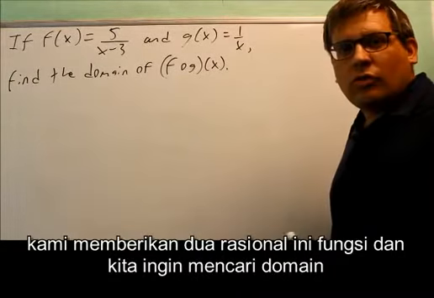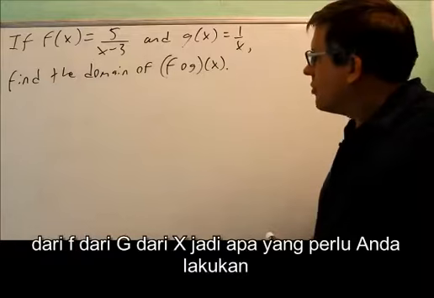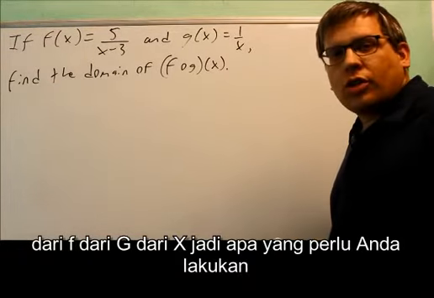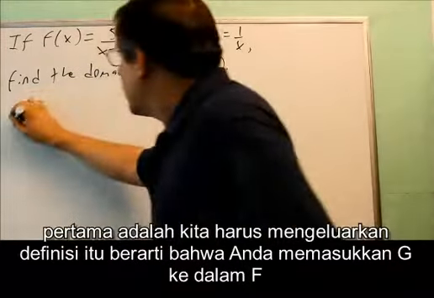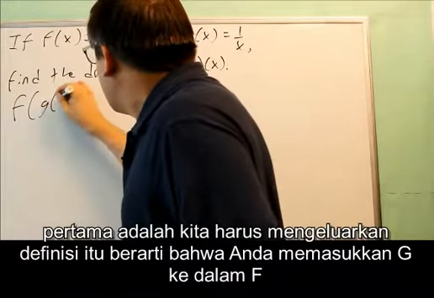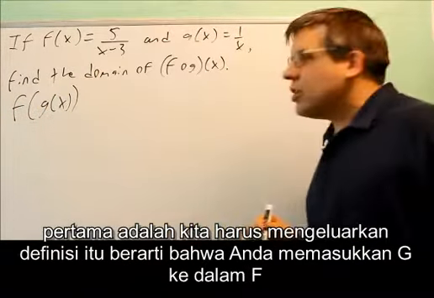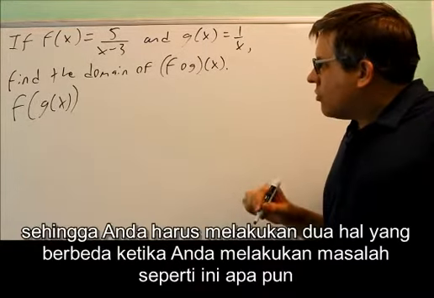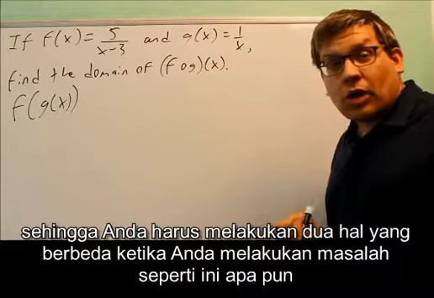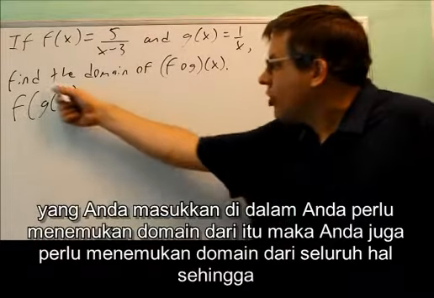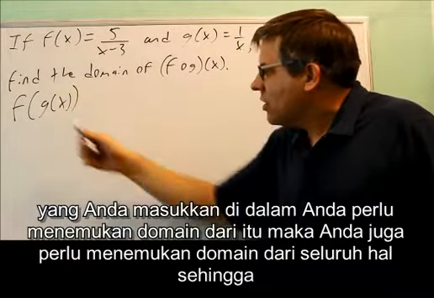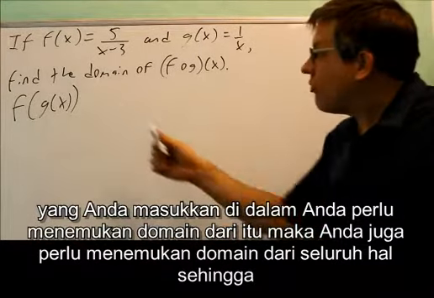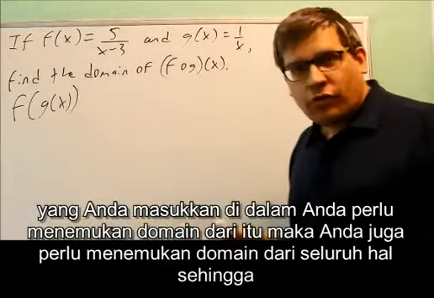We're given these two rational functions, and we want to find the domain of f of g of x. So what you need to do first is write out our definition. That means you're putting the g into the f. You have to do two different things when you're doing a problem like this. Whatever you're putting inside, you need to find the domain of that. Then you also need to find the domain of the whole thing.